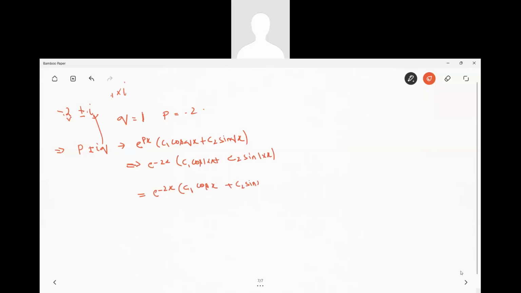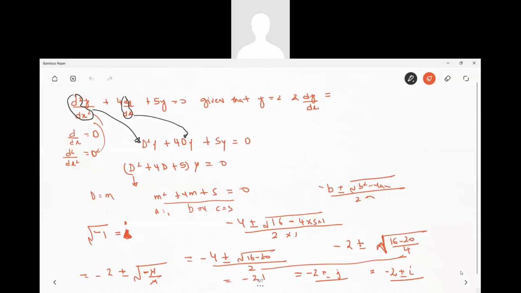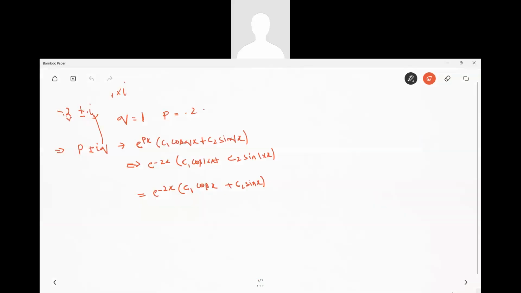Now, this is the value that you got. It is not only this; the question is also saying something more. In this question, it is saying given that y is equal to 2 and dy by dx is equal to d square y by dx square when x is equal to 0. So y we got is the complementary function.